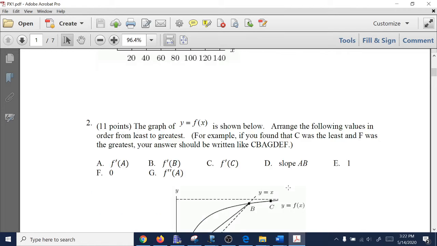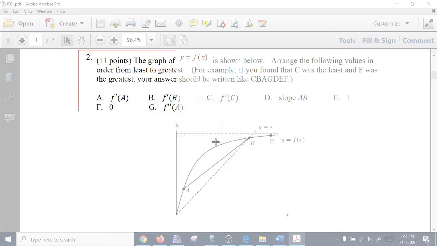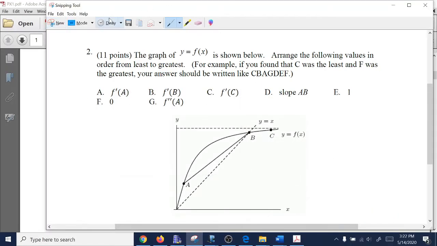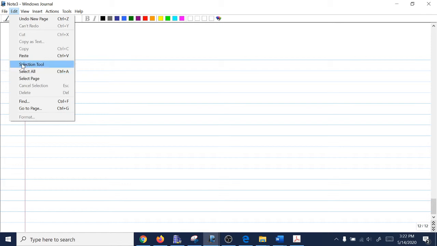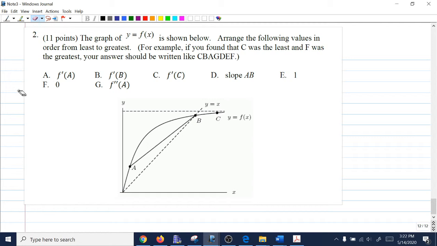Let's grab number 2. Oh, I love this question. Here's a function. Put these values in order from least to greatest. This is a derivative, a slope. Almost everything in sight is a slope. 1 isn't obviously a slope, but wait a minute, this is the line y equals x. 1 is the slope of this line. Second derivative is the only one that's not a slope.